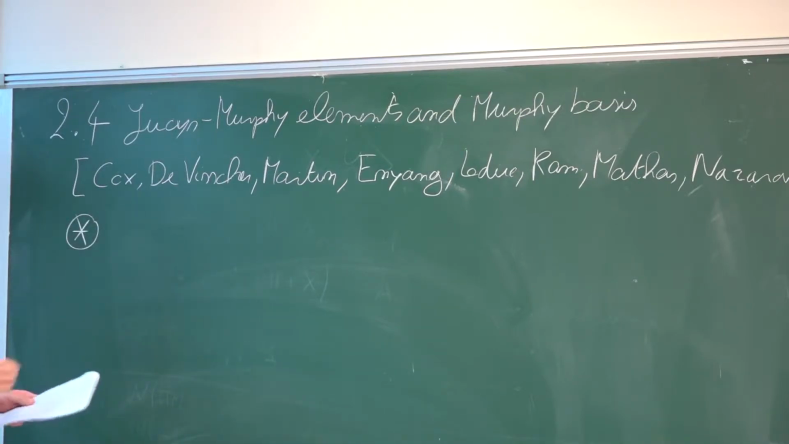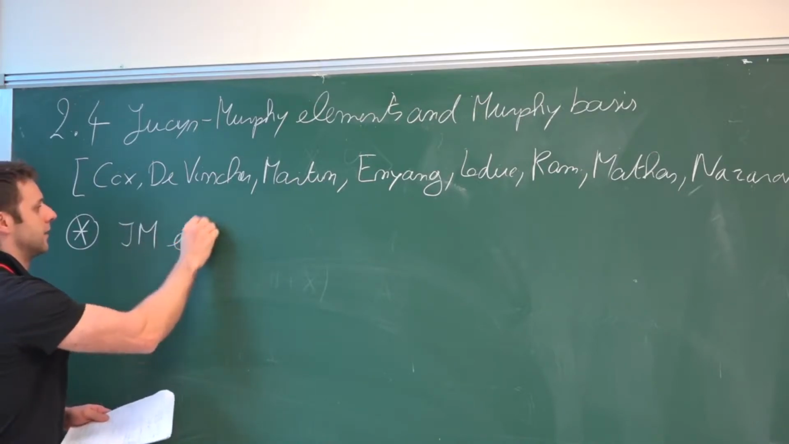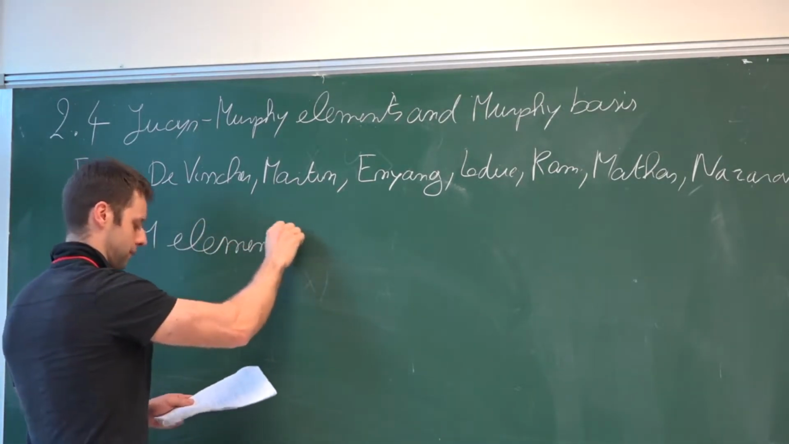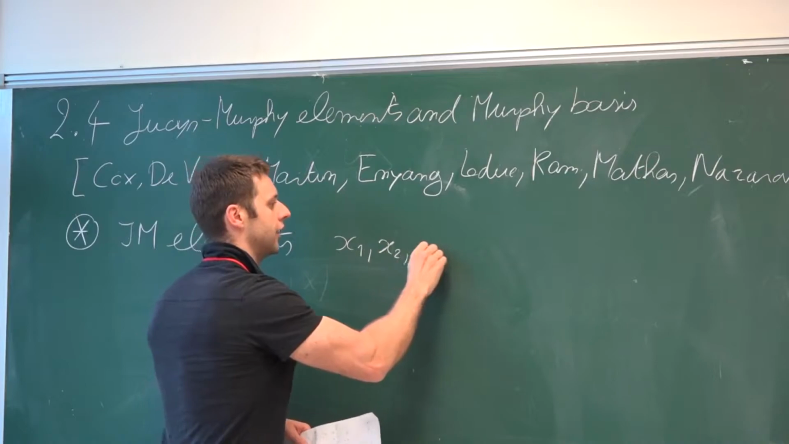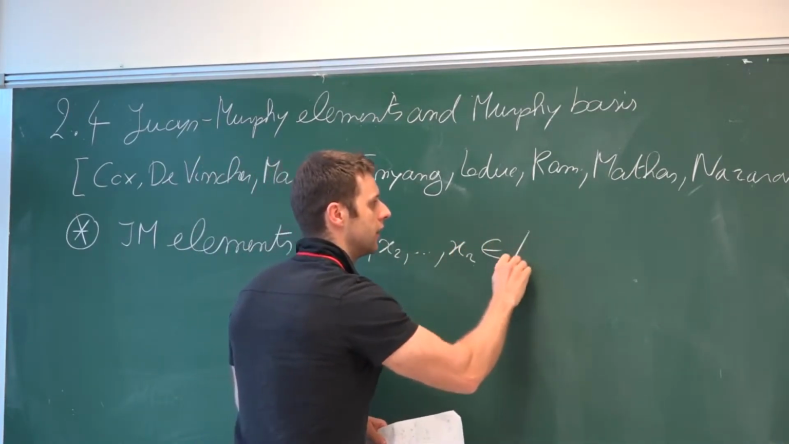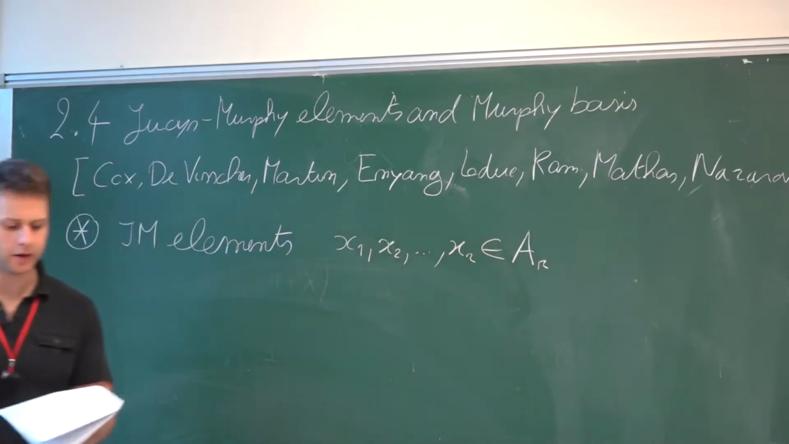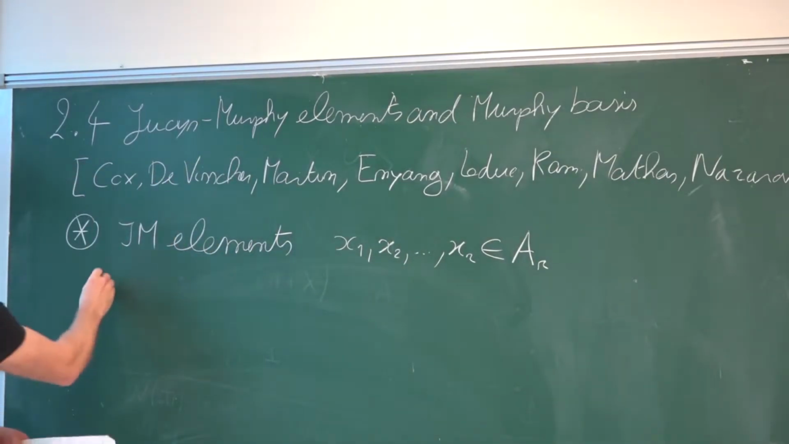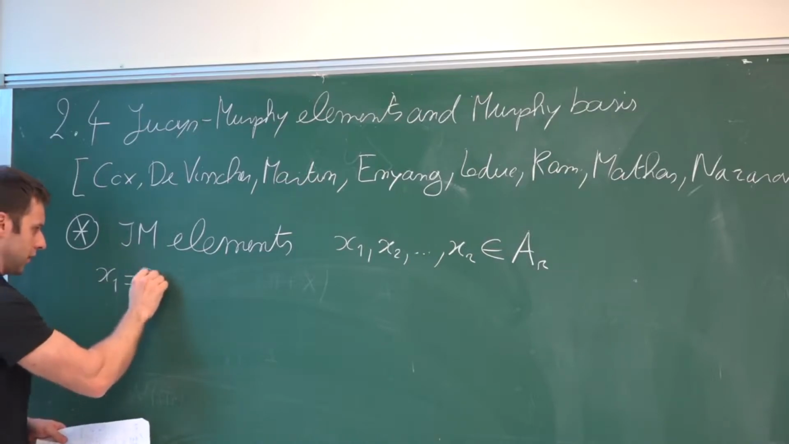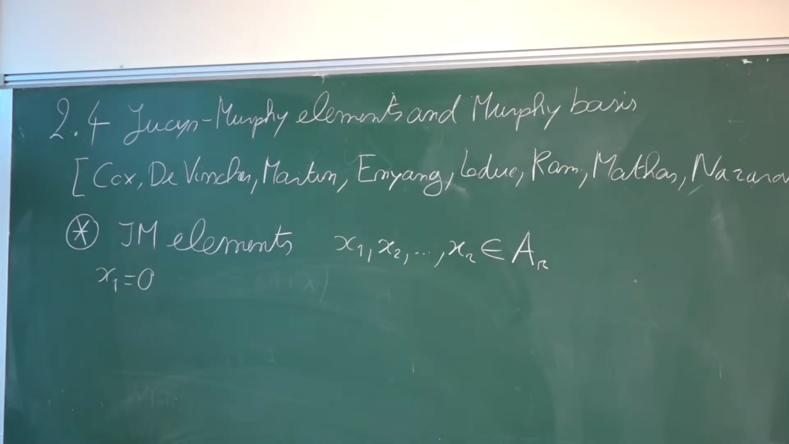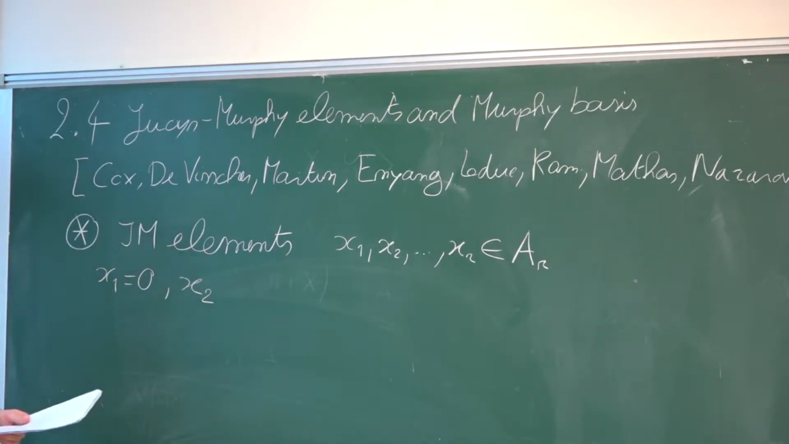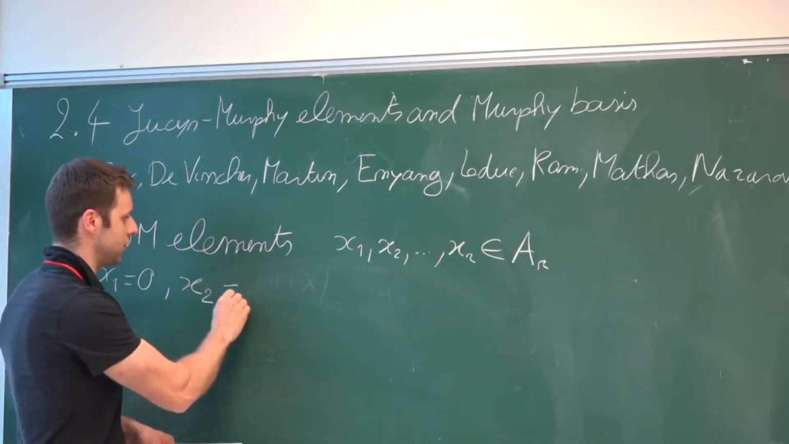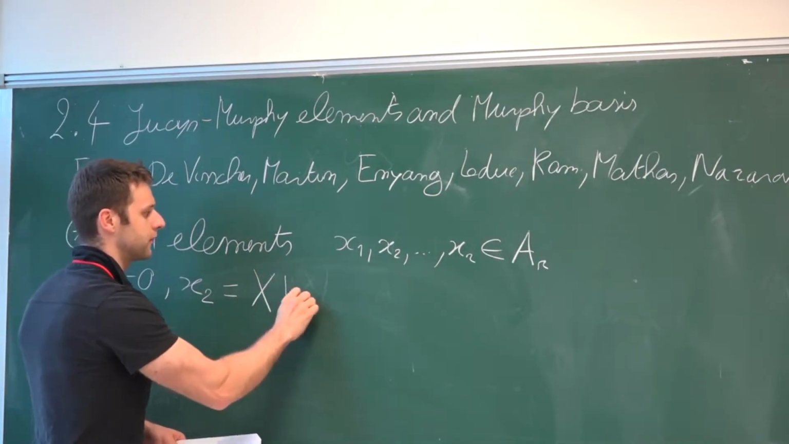So the Jucys-Murphy elements. I'll call them x1, x2 up until xr. They are some elements in Ar. x1 is the easiest one, it's just 0. It's just convenient to add it on anyway for some statements, otherwise it would be slightly less pleasant. So it's just 0. x2 is given by the sum of two diagrams.